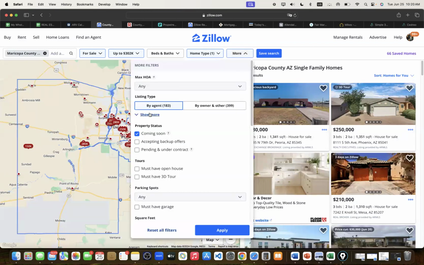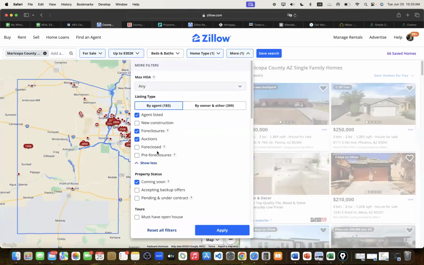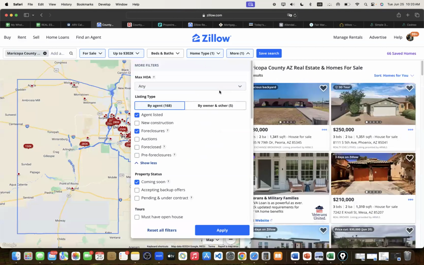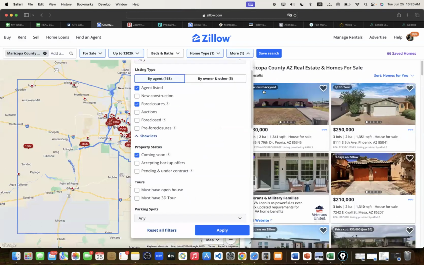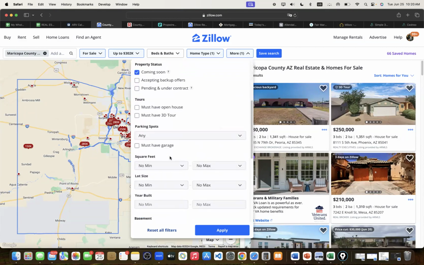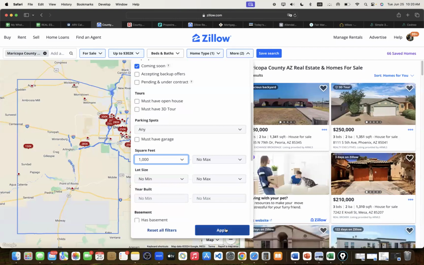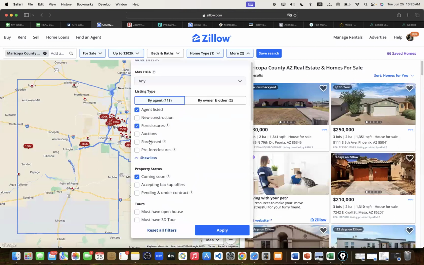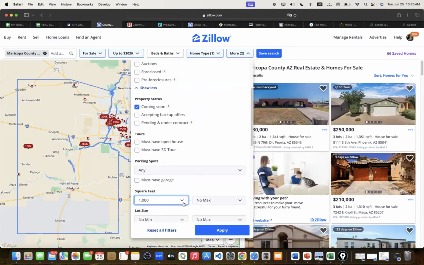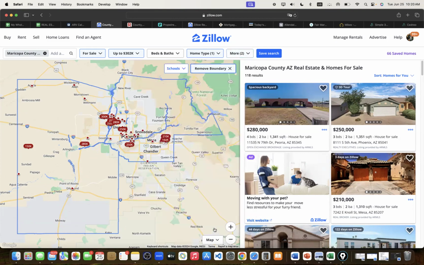Next, I don't want new construction homes and I don't want any auctions. Auctions always go above asking, so I'm gonna take that off from Zillow. And I like to look for properties 1,000 square feet and higher. That's pretty much it. So just by setting those specific filters, the price point, the home type, and taking away new construction and auctions, and then the 1,000 square feet and higher properties, we literally drop from 70,800 results to 118. Awesome.